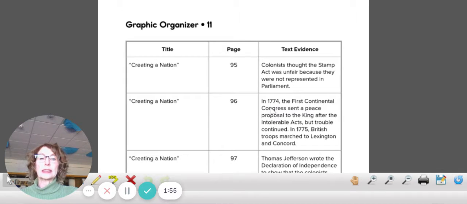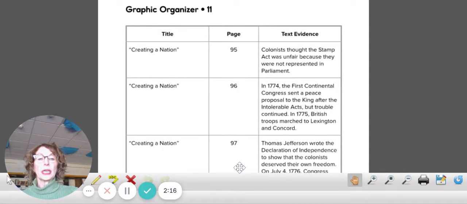He then cites that in 1774, the First Continental Congress sent a peace proposal to the king after the Intolerable Acts, but trouble continued. And then in 1775, British troops marched to Lexington and Concord. And then he makes note on page 97 that Thomas Jefferson wrote the Declaration of Independence to show that the colonists deserved their own freedom. And of course, that was written July 4th of 1776.